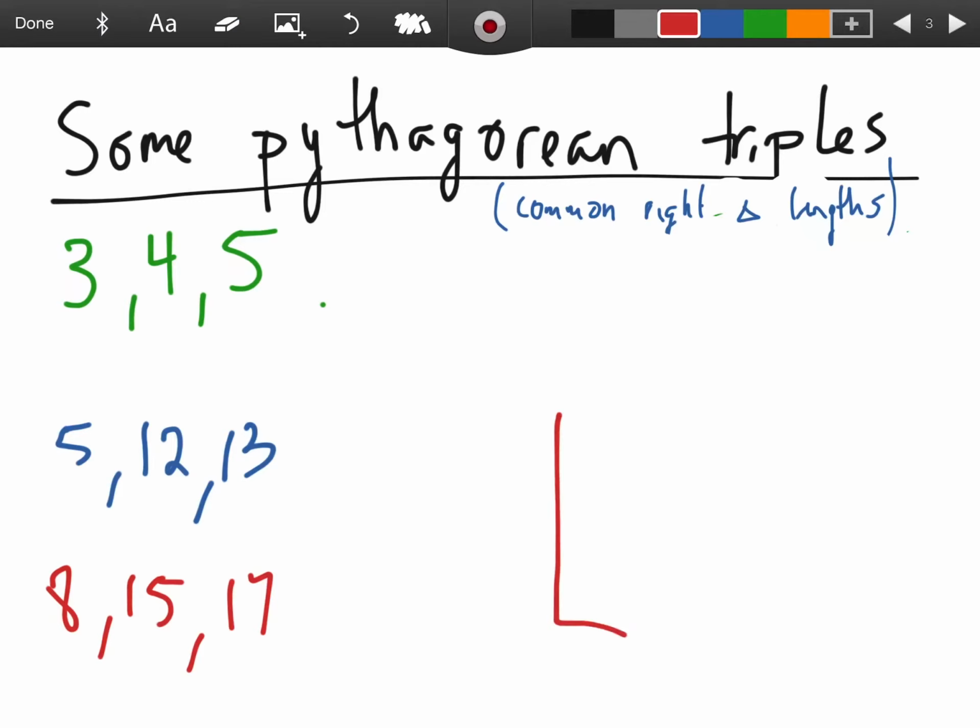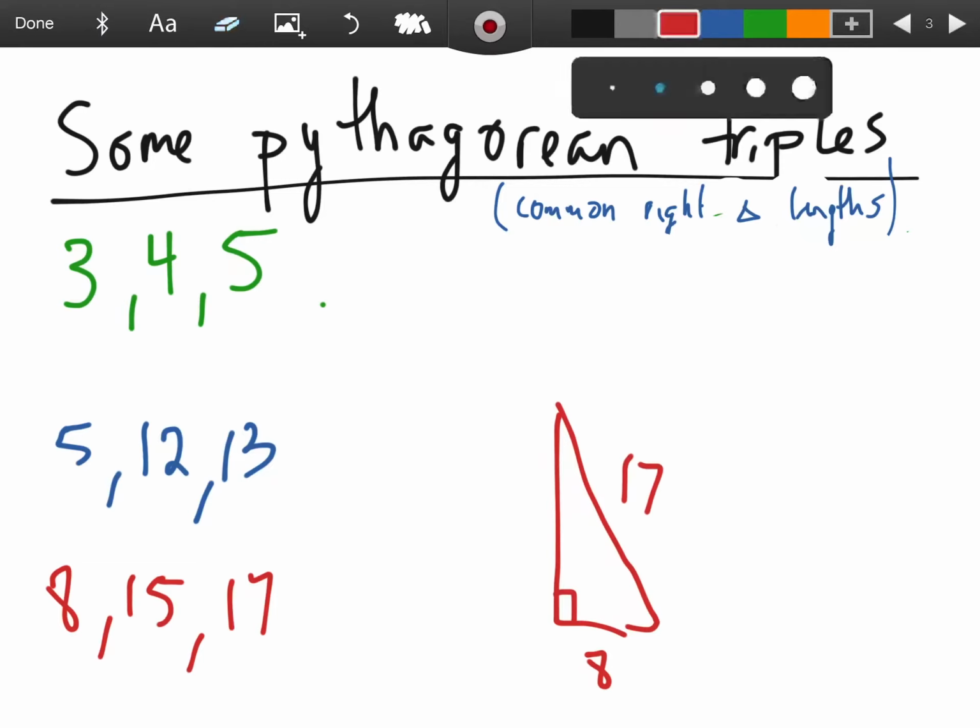All right, so let's say I have this triangle right here. I've got 8, I've got 17. I know that other leg is 15. Don't waste time doing the Pythagorean theorem. We already know that that is a Pythagorean triple, and this leg is 15.